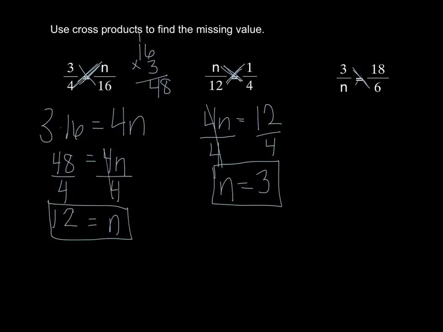So I could start doing 18n, or I could start doing 3 times 6. So I'll do 3 times 6, which is 18, equals 18n. Divide by 18, divide by 18, and I would get n equals 1.